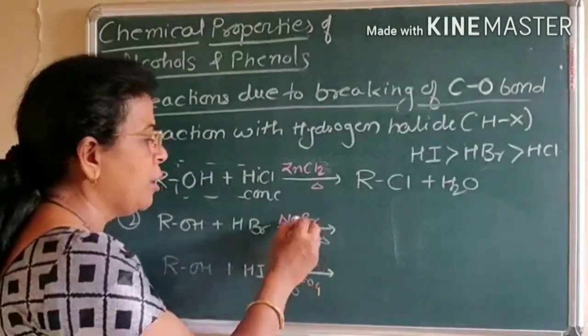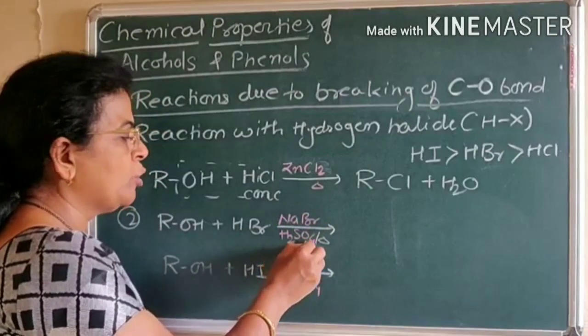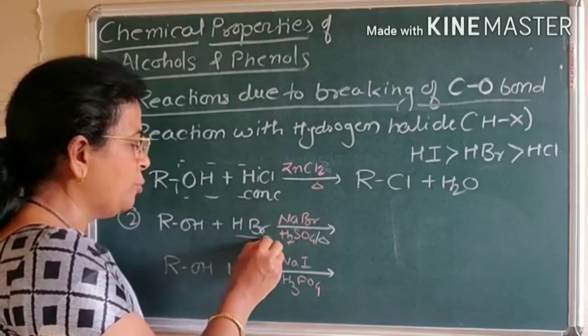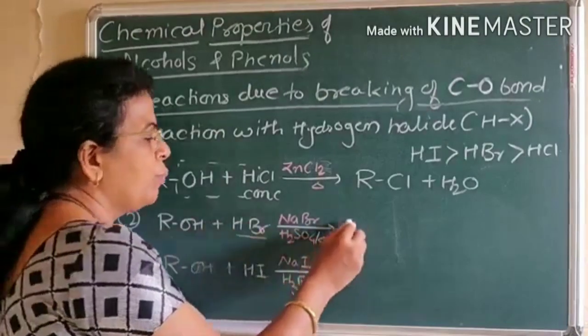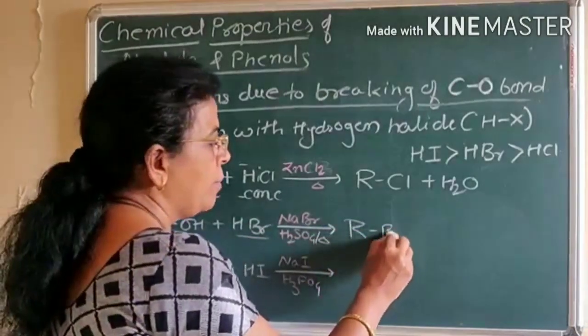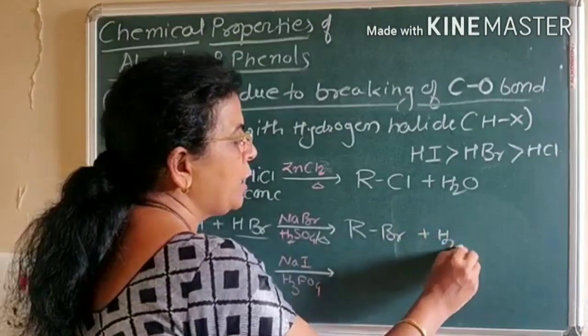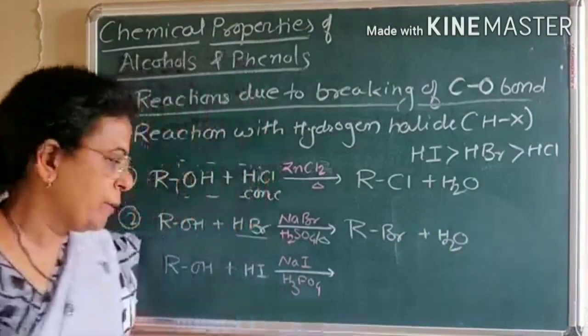Heat this reaction mixture. First this NaBr and H2SO4 react with each other to form HBr, and then this HBr reacts with alcohol to form RBr plus H2O. That is, alkyl bromides are formed here.